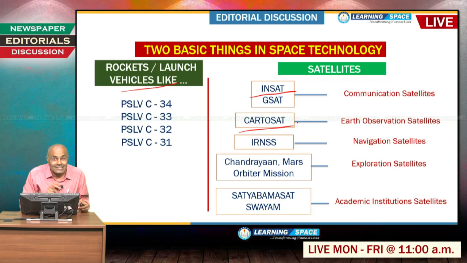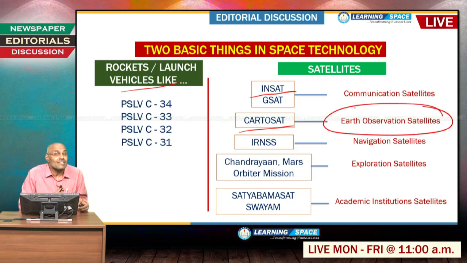Then Cartosat, yesterday also, out of 104 satellites, one satellite belongs to Cartosat. It is basically for Earth observation. Cartosat is for Earth observation. Then IRNSS is a navigation satellite, what we call GPS, and this IRNSS is a navigation satellite.